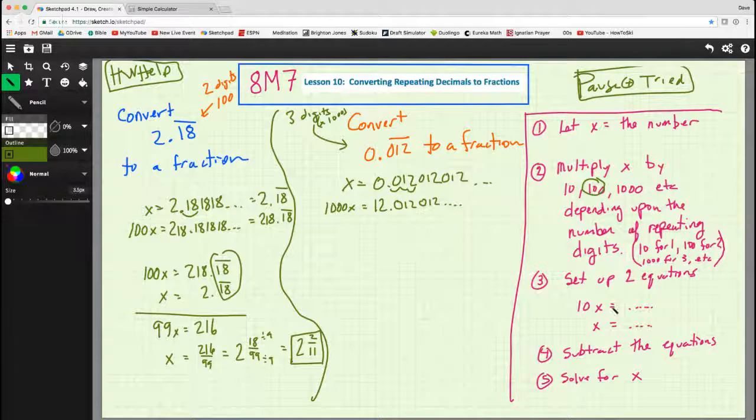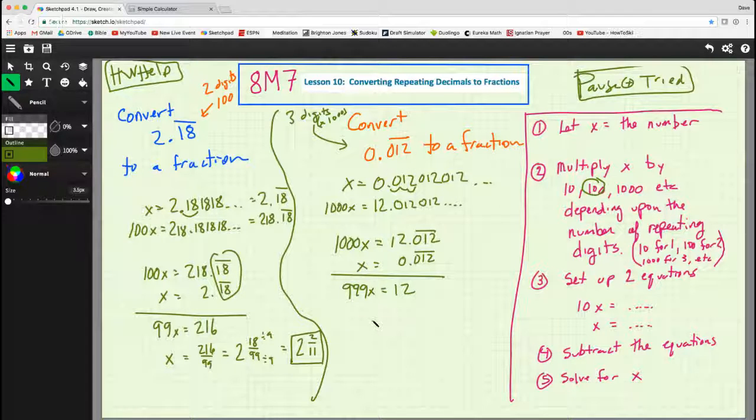12.012... So now we're going to set up our subtraction and say 1,000x equals 12.012 repeating. And then x is equal to 0.012 repeating. Now we get 999x equals 12. So x equals 12 over 999.